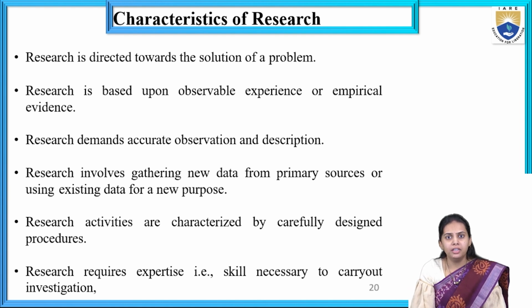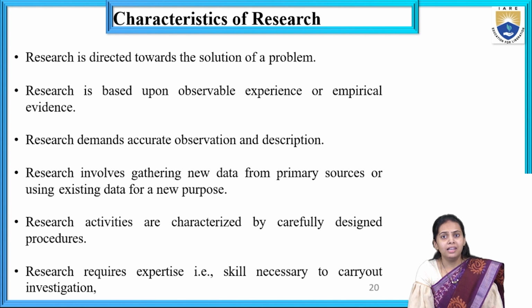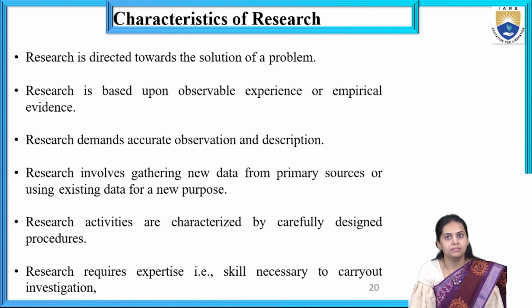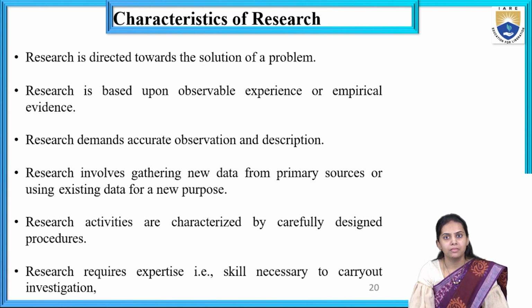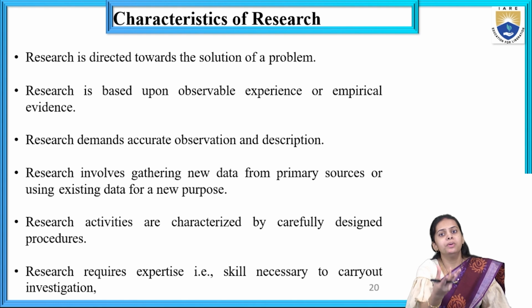And before going into detail about the research process, what were the characteristics of research? Research is directed towards the solution of a problem, and it is based upon observable experience or empirical evidence. Research demands accurate observations and descriptions. And what does research involve? It always involves gathering new data from primary sources or using existing data for a new purpose.